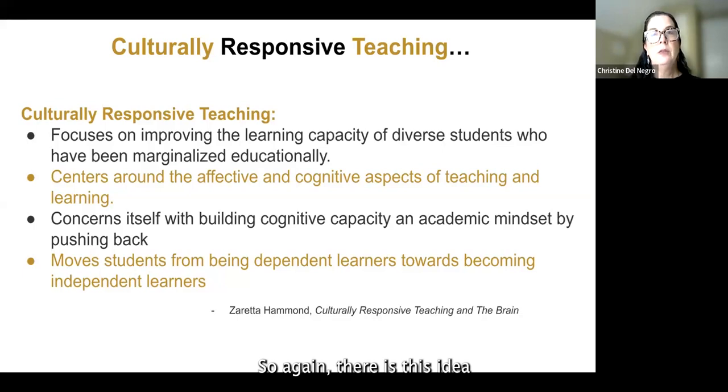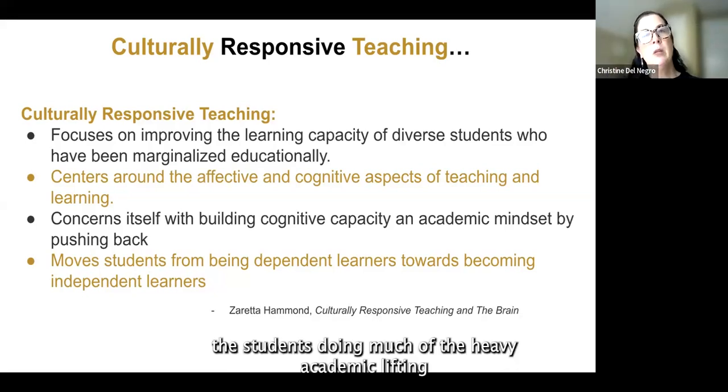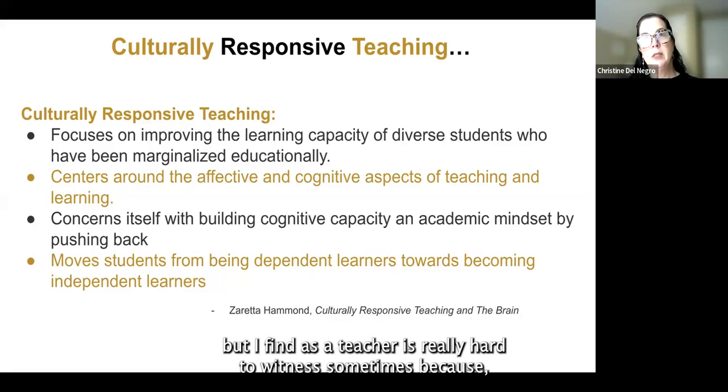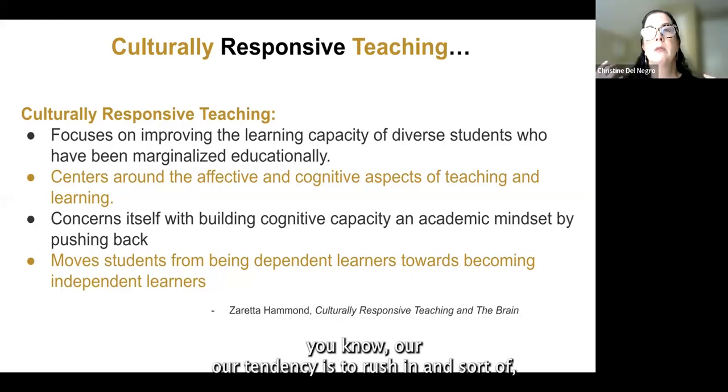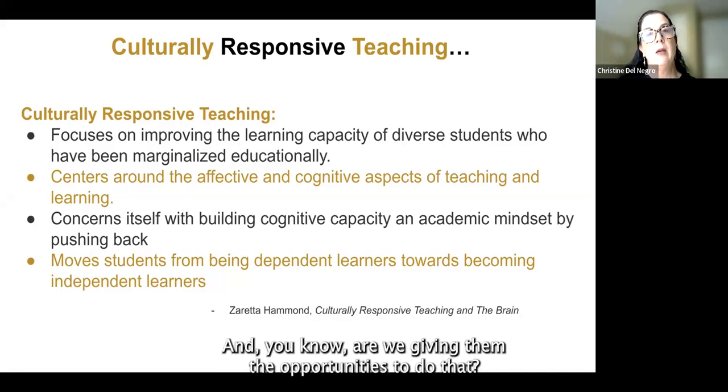So again, this idea is the teacher moving away from the front of the classroom, the students doing much of the heavy academic lifting, that productive struggle that is really, I don't know about you, but I find as a teacher is really hard to witness sometimes, because our tendency is to rush in and make it easier for them because we can see that it's hard, but that's where the learning is. And, are we giving them the opportunities to do that?